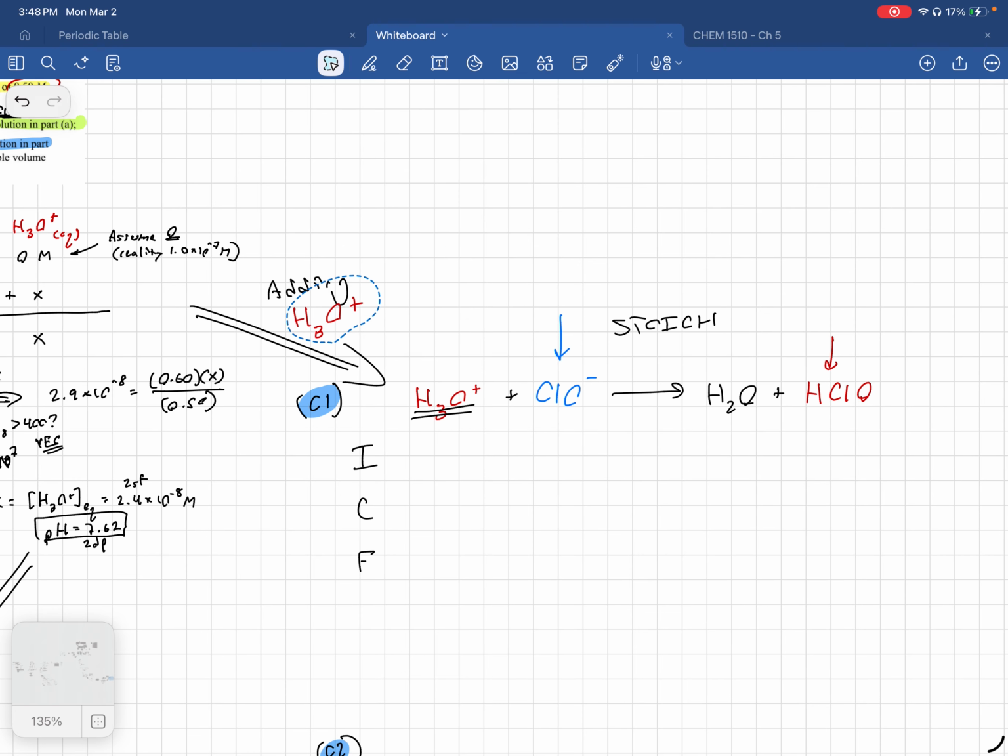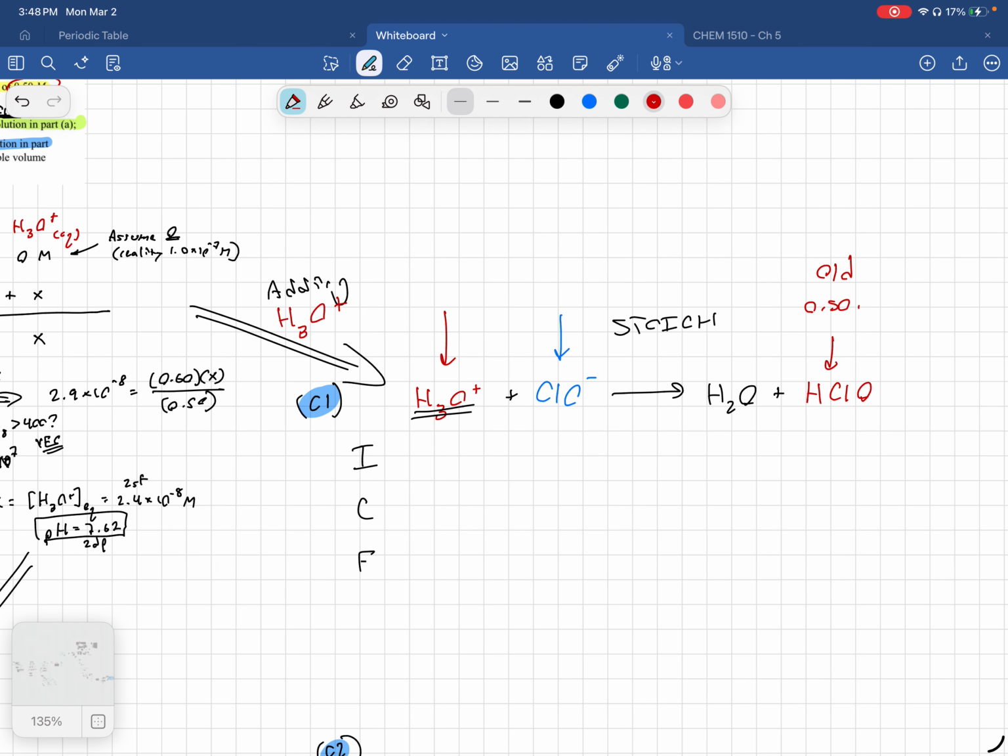Let me move this around here, just making some room. So here, remember, we have an old concentration of 0.50 moles per liter. And so we have a 1 liter solution, which means we have 0.50 moles of that to start off with.